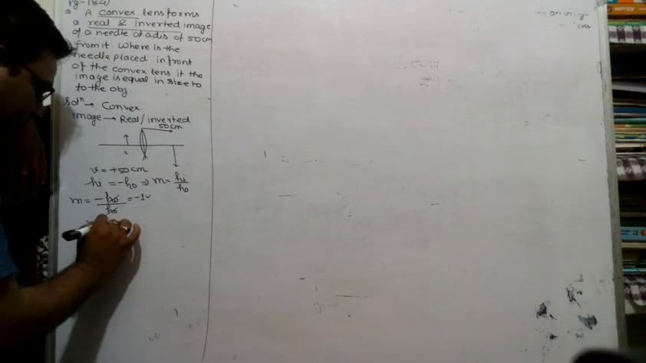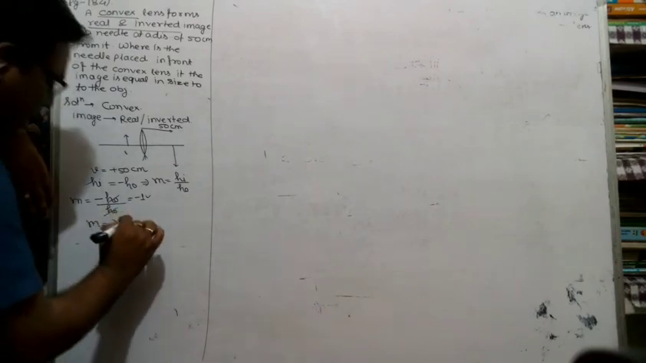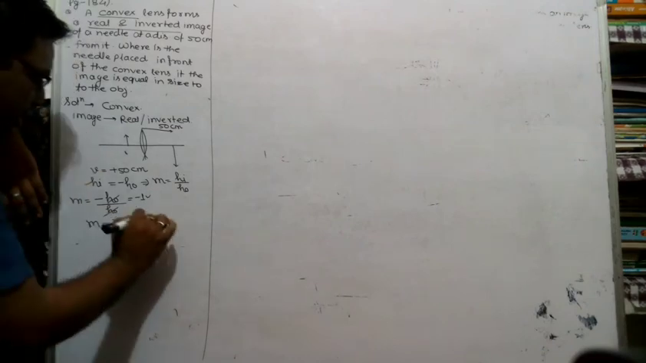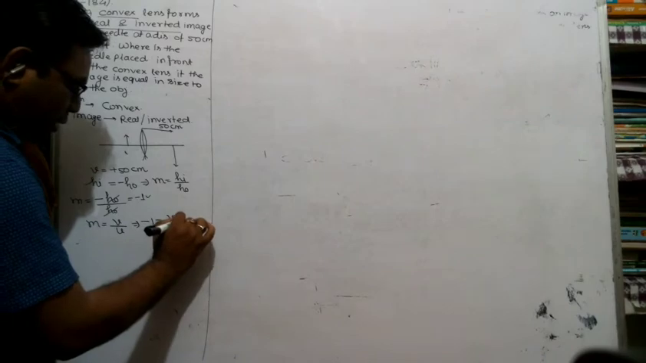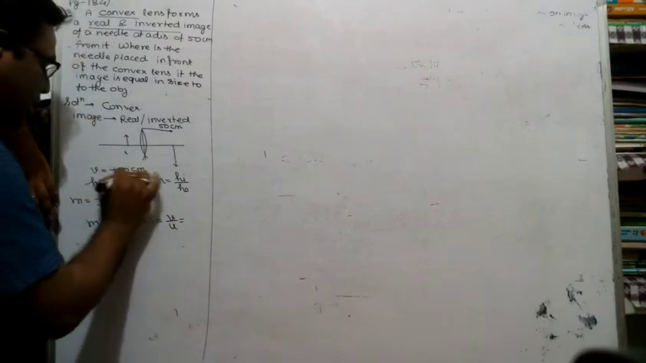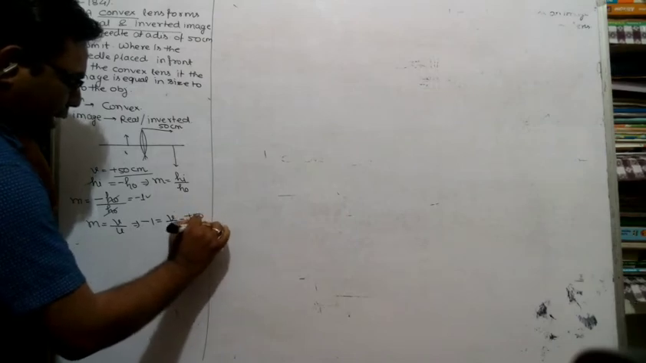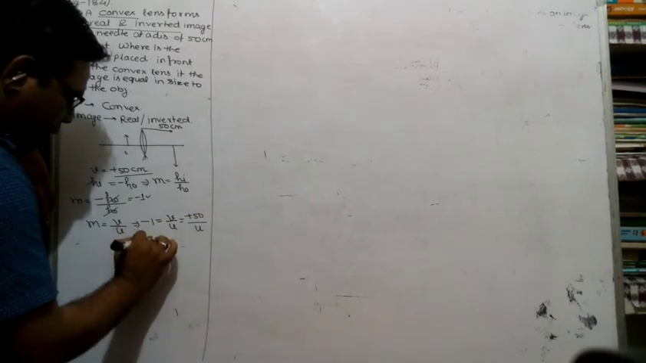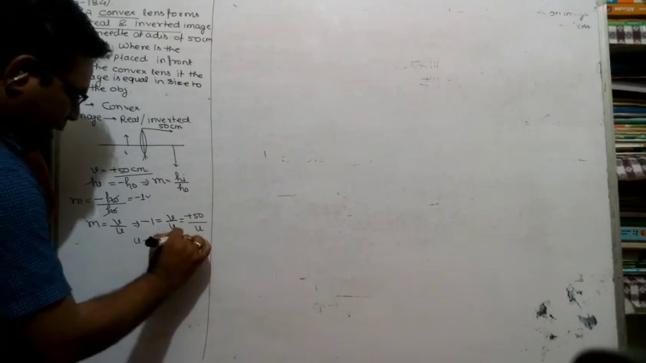Again use this formula: M is equal to V upon U. In place of M, just put minus 1, V upon U. Beta, in place of V, put plus 50 centimeter and U. So when you multiply, U is equal to minus 50 centimeter.